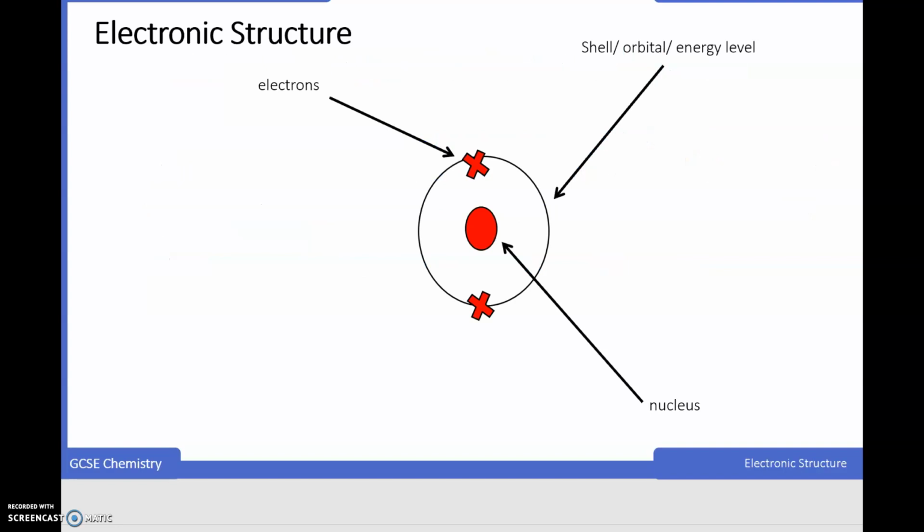If you look at the structure, this is a basic structure of an atom. You have got your electrons that are represented by the X's here. You then have the shell or orbital. In the middle you have the nucleus, which is made out of protons plus neutrons. So these are the different parts of the atom that we're interested in for today. Let's look at some examples from the periodic table.